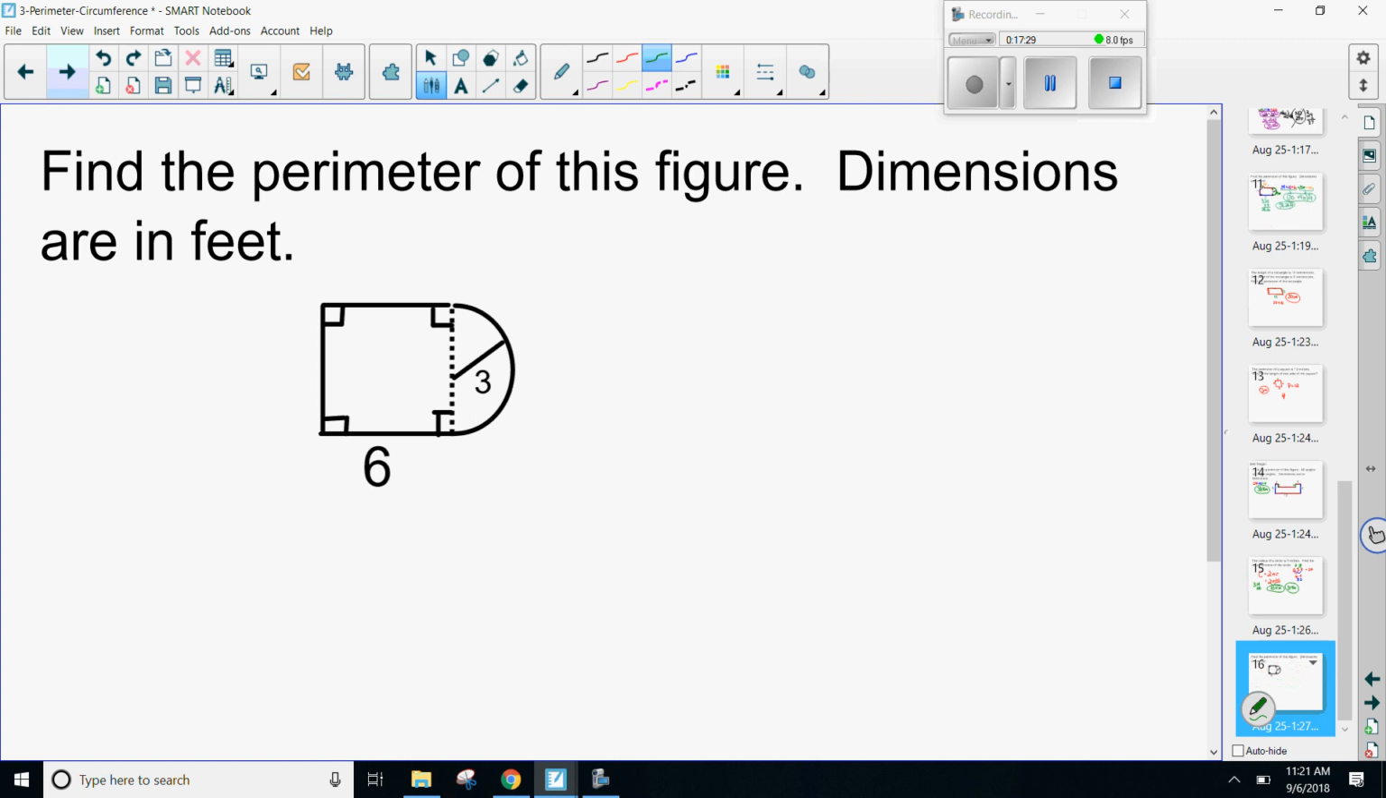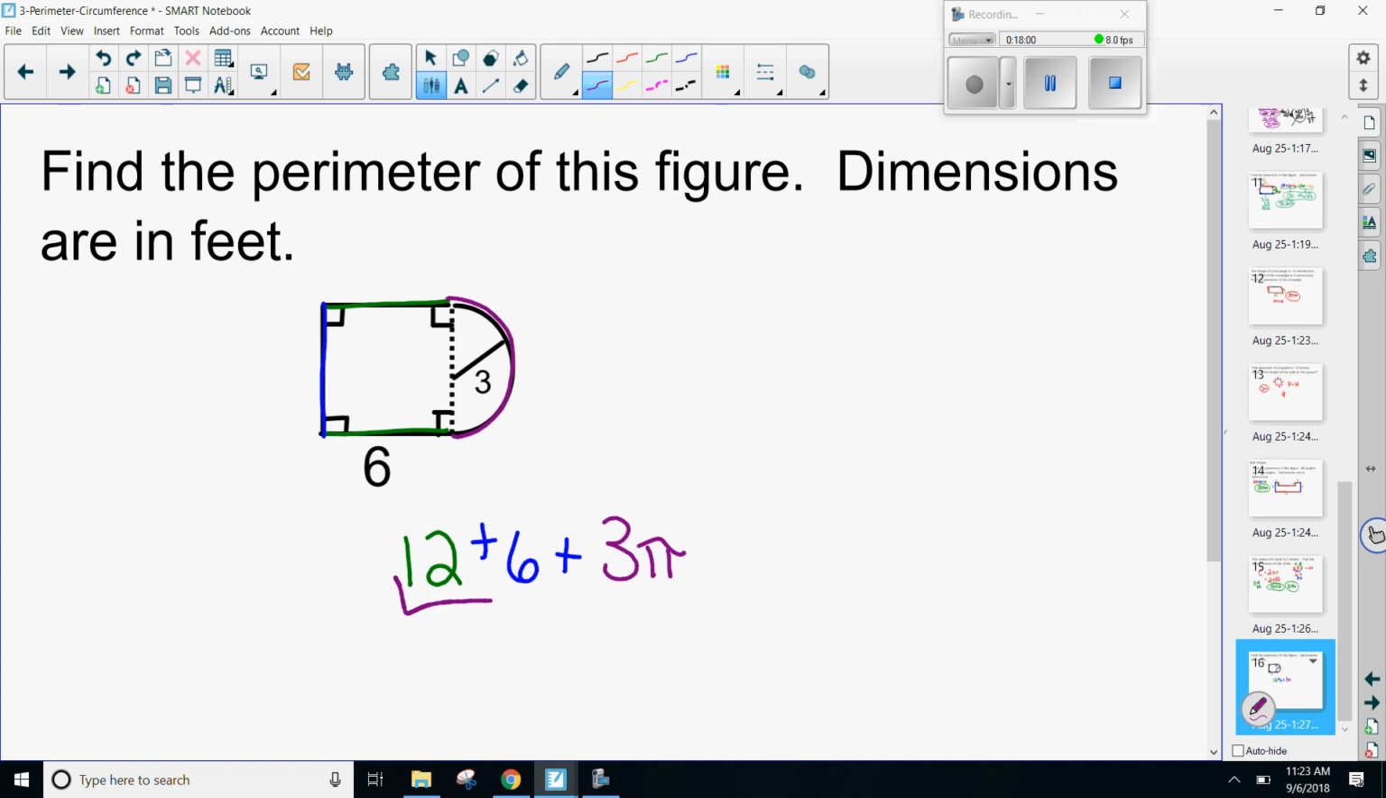All right, go ahead and calculate this figure for me, please. Answer: 6 and 6, which is 12. Oh, what do we know about this segment? It's equal to the diameter. What's the diameter? 6. So I have another 6 on there, and then I'm going to have this curved segment there. And what's that curved segment? 3 pi.